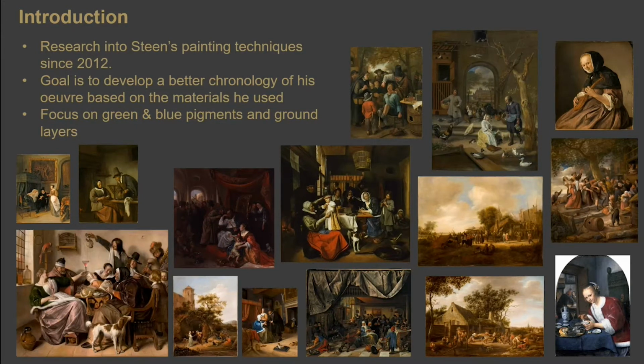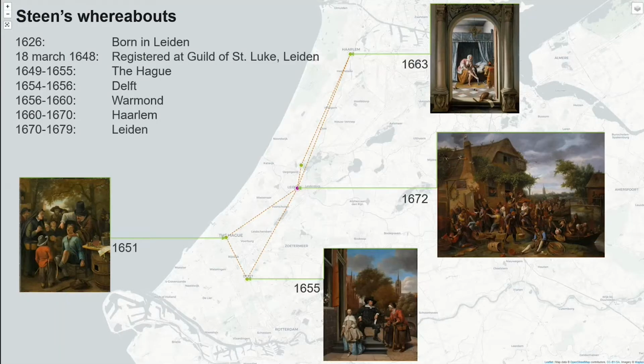We've been carrying out research into Steen's painting technique and his use of materials since 2012. The Mauritshuis owns 15 paintings by Jan Steen, and these 15 formed the starting point of our research. These paintings cover his entire career, from his early start in Den Haag to the end, and they also represent all the genres Steen painted. Next to our own 15 paintings, 35 paintings from other collections were analyzed, and the goal of our research project was to understand the chronology of his work better, since he only dated around 10% of his paintings.